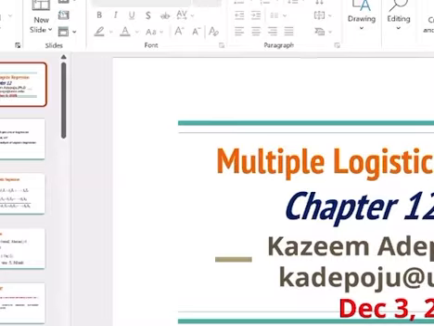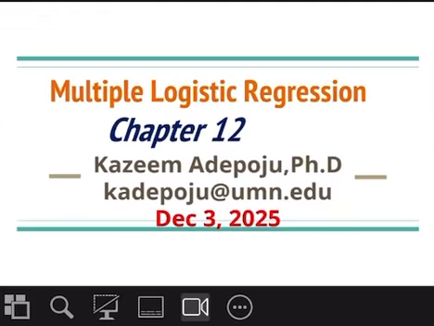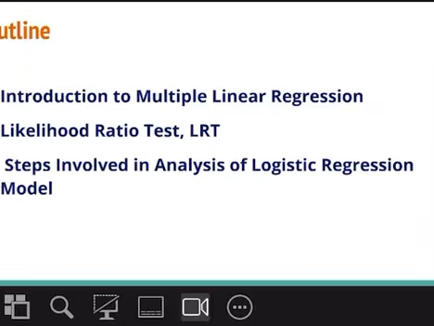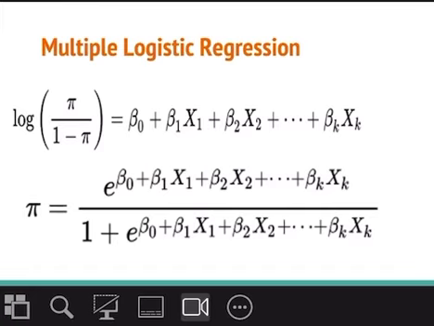I want to welcome you to multiple logistic regression. Why is it multiple? Because the number of predictors is more than one, but the response variable is categorical. Now, I'm going to walk you through the introduction to that. It is similar to multiple linear regression. We use the likelihood ratio test, and I'll show the steps involved in the analysis. This is the model, which we have extended because the number of predictors has increased.